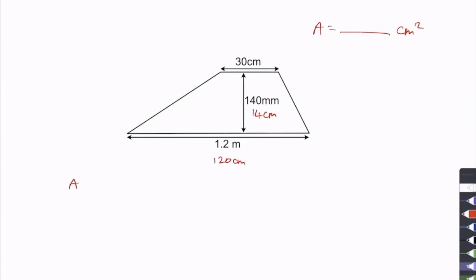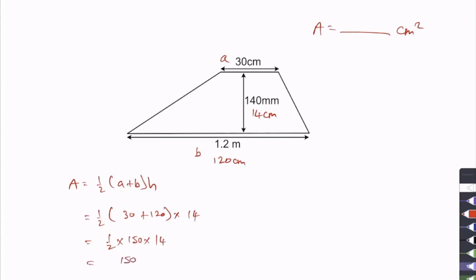Now, as we know, the area of a trapezium is given by half (A plus B) multiplied by H. And A and B are our parallel sides, which I'm just labeling now. So that gives me a half multiplied by 30 plus 120 multiplied by the height, which is 14. 30 plus 120 is 150. So it's a half times 150 times 14. Half times 14 is 7. So that will be slightly easier to work this out.